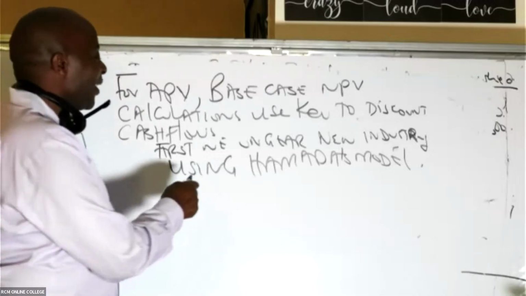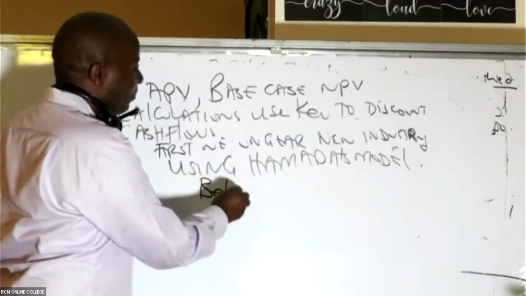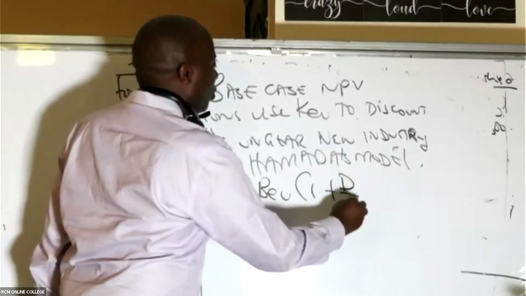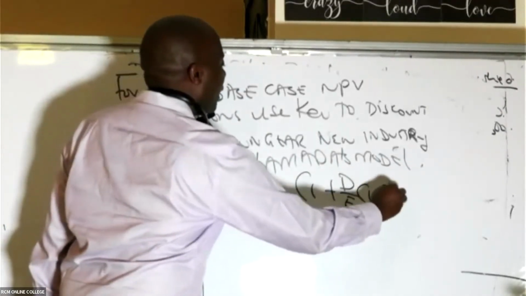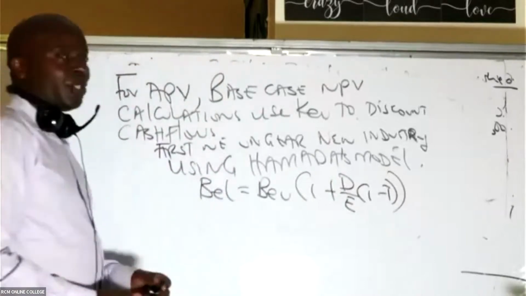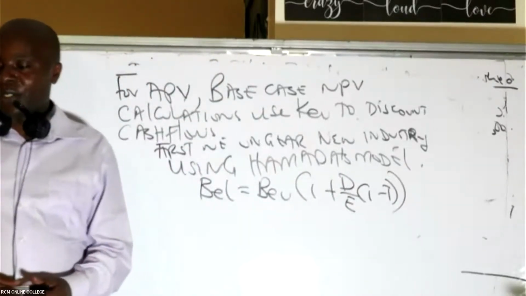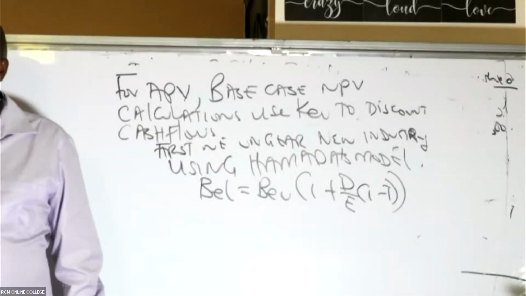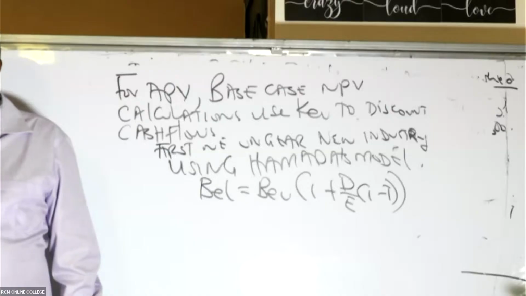So, ladies and gentlemen, using Hamada's model, beta L equals beta U into 1 plus D over E less tax, like that. I think today people have had so many problems. If we stop here, I think it will really be good for everybody.